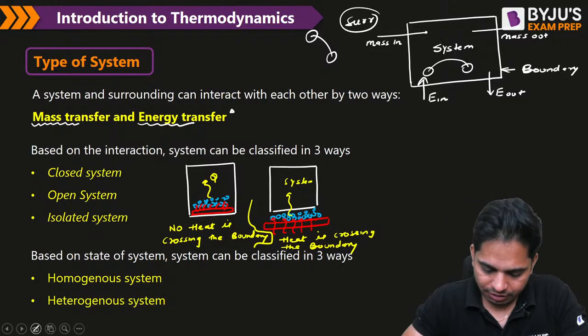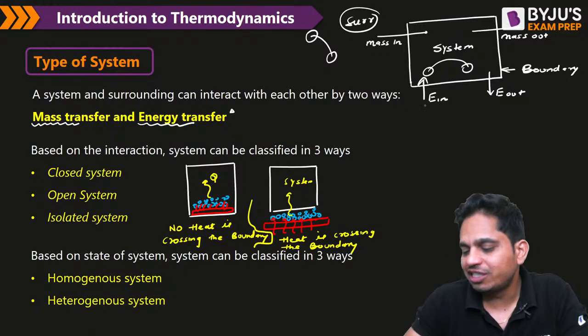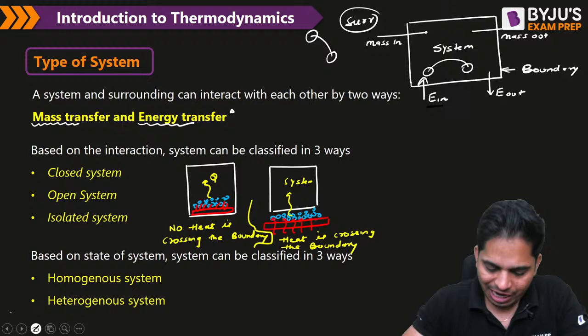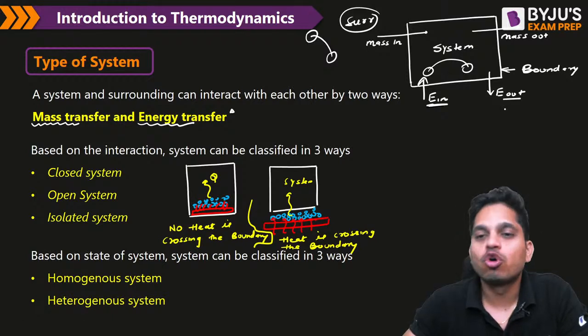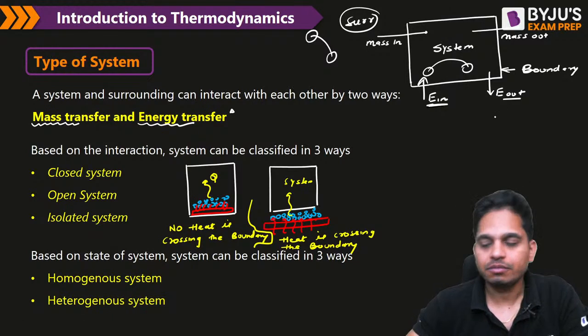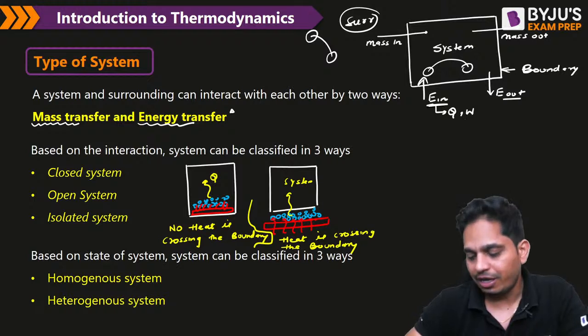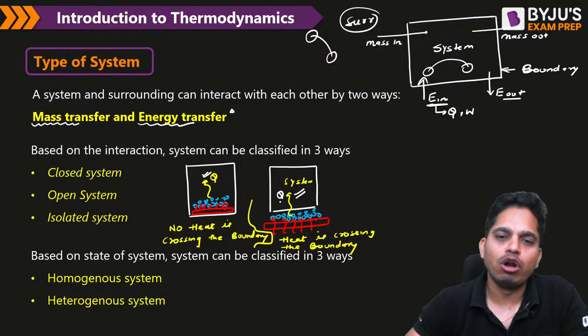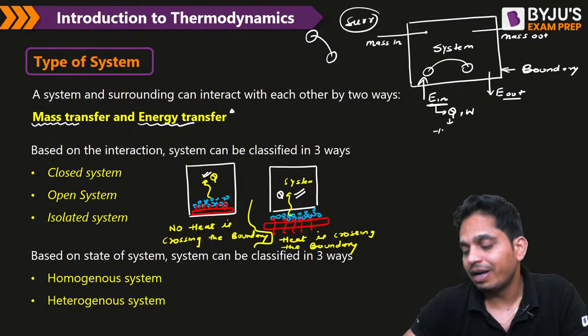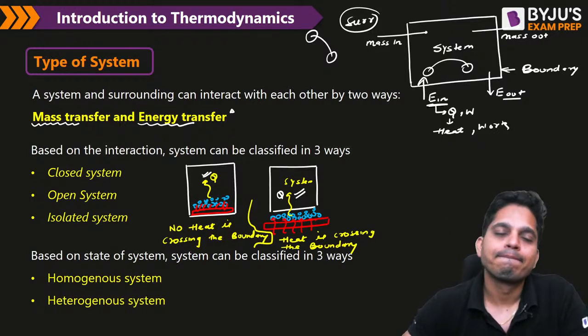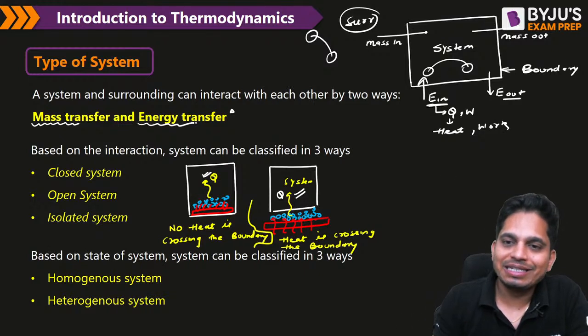So again I will tell you, when you say this energy transfer is happening, you will only say it when it is crossing the boundary. Now this energy transfer can happen in two ways, either heat transfer or work transfer. Heat transfer I have shown you already in the example. Work transfer we will also see later on, but this energy transfer can happen only in the way of heat transfer or work transfer.